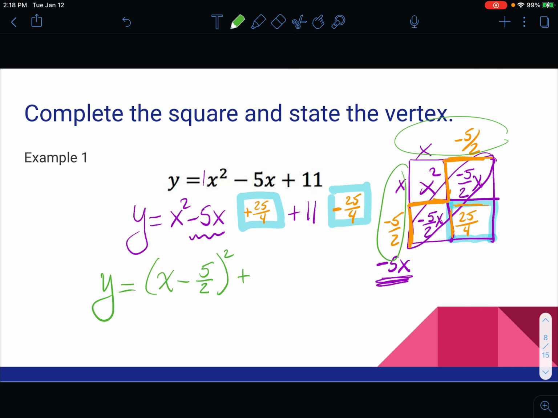And then plus, for this one, we would have 11 minus 25/4, which would be 4.75. So your vertex is going to be positive 5 halves, which is the same as 2.5, no rounding needed, because we want exact values, and then comma 4.75. So they can get messy, but remember, you're always going to be able to complete that. There's a special number for all of these that will create the perfect square.